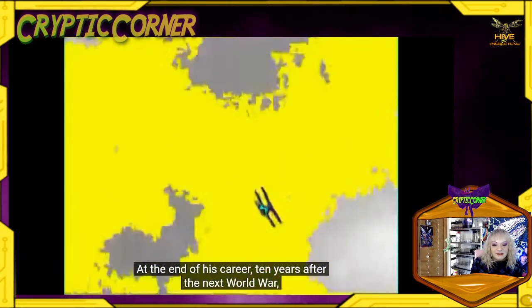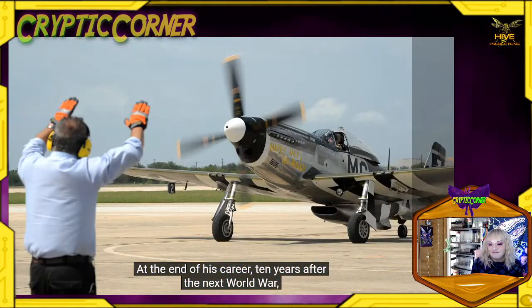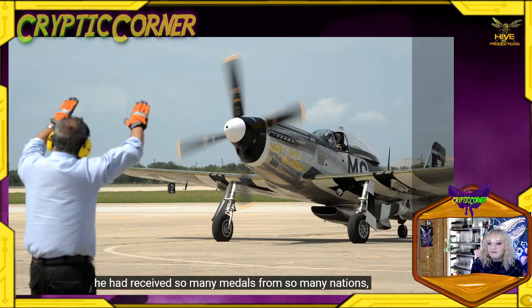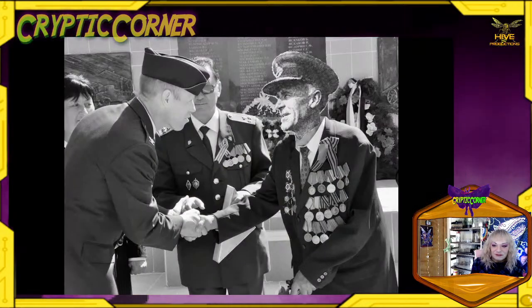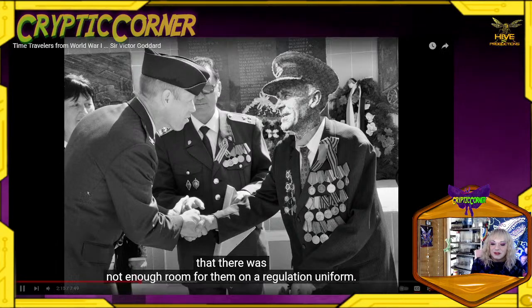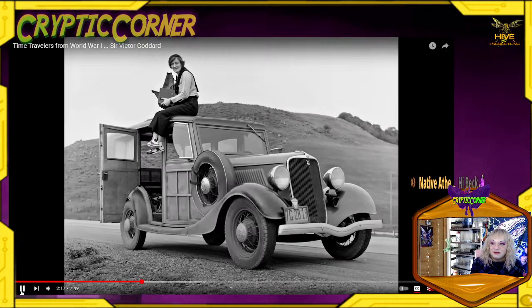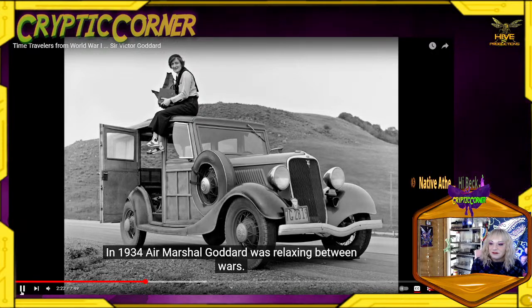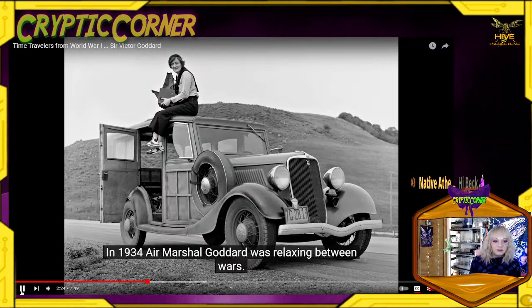At the end of his career, ten years after the next World War, he had received so many medals from so many nations that there was not enough room for them on a regulation uniform. In 1934, Air Marshal Goddard was relaxing between wars.